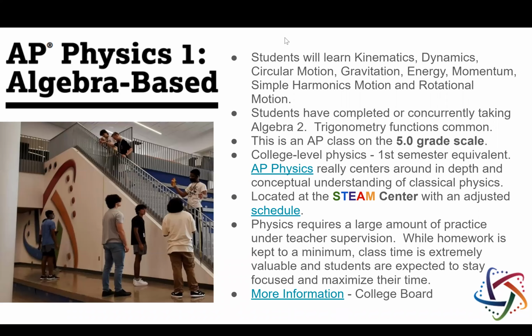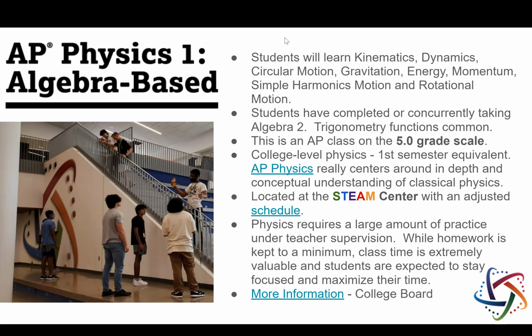AP Physics 1 is an algebra-based college-level physics class that can be taken either as an introductory course or as a subsequent science elective. It's focused on topics related to the motion of objects and the things that affect them. So we're talking Newton's laws, kinematics, forces, and so forth. Students need to be at least concurrently enrolled in Algebra 2, as we use a lot of algebra as well as some basic trigonometry like sine, cosine, and tangent in the class.